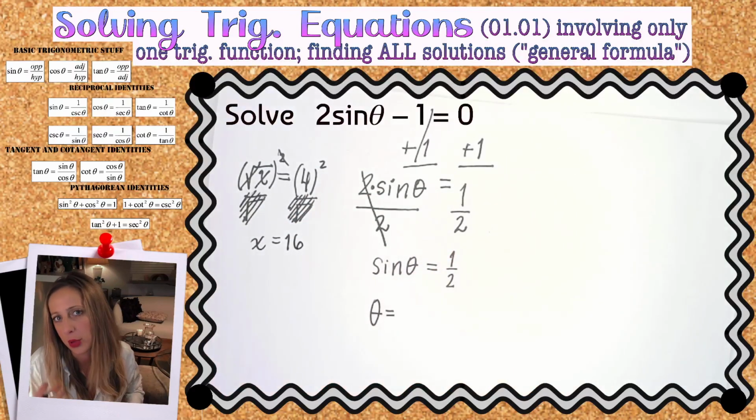Well, what is the inverse operation of sine? No, it's not cosine. Try again. What's the inverse operation of sine? No, it's not cosecant. Try again. Cosine is a cofunction of sine, not an inverse. Cosecant is a reciprocal of sine, still not an inverse.